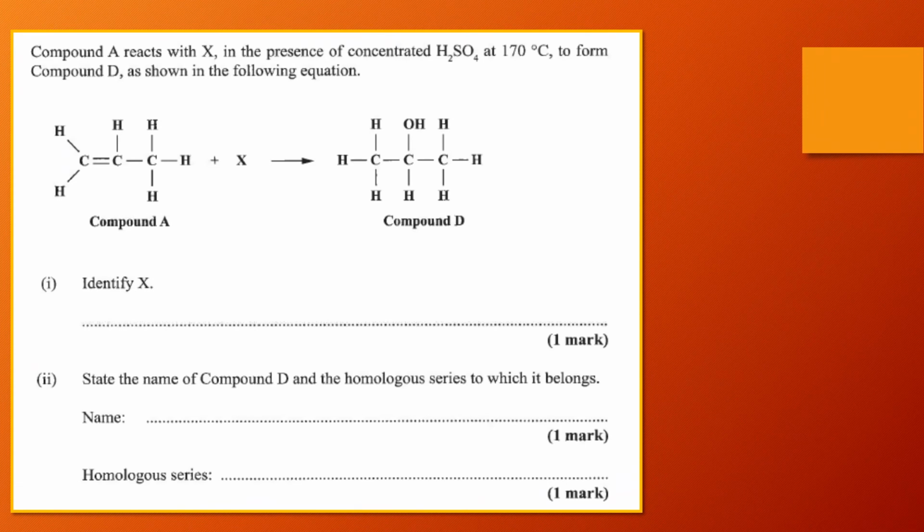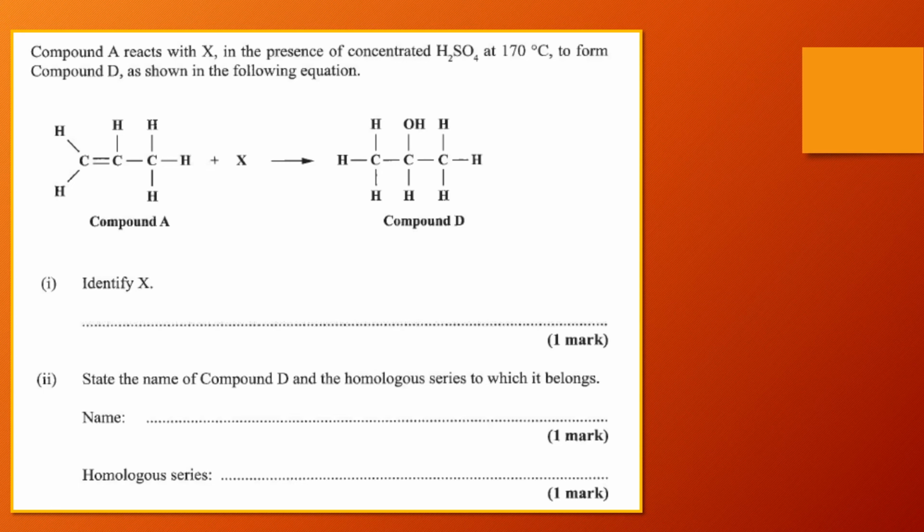Now, the question continues, using compound A. We're told that it reacts with a substance X in the presence of concentrated sulfuric acid at 170 degrees Celsius to form compound D. Again, it's useful to look carefully at the structures to identify the type of compounds we're dealing with, or in this case, the functional groups. So we have compound A, which would represent our alkene, and compound D has an OH group, which would represent our alcohols. So that's the first thing.